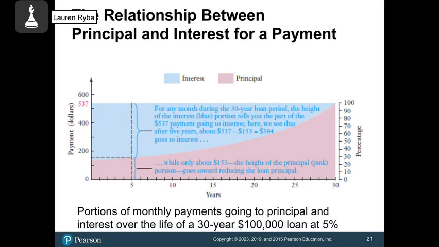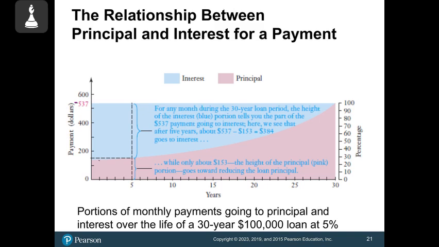Here's just a graphic that shows you the relationship between principal and interest when you're paying a loan. Your payment here is going to be, let's say, $537. In any given month, the red is going to be how much is going towards principal, and the blue is going to be how much is going towards interest. So you can see how early on you're paying a lot more in interest than you are in principal. They've marked off here at month 5.